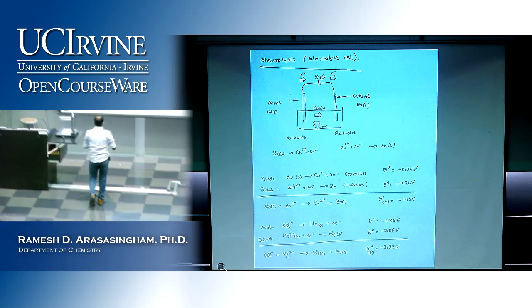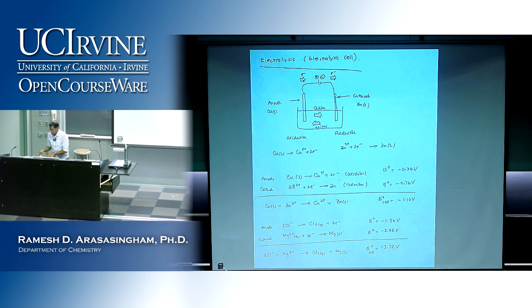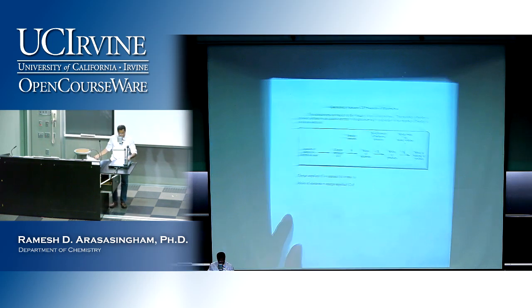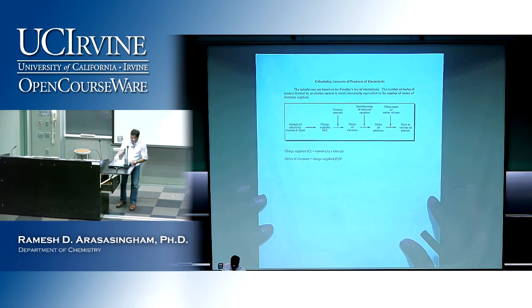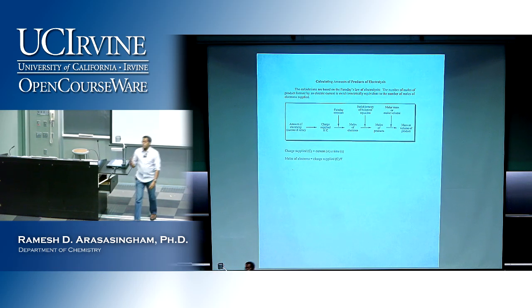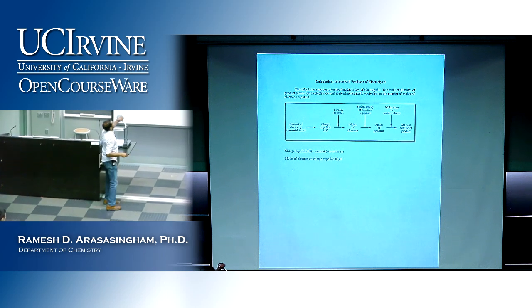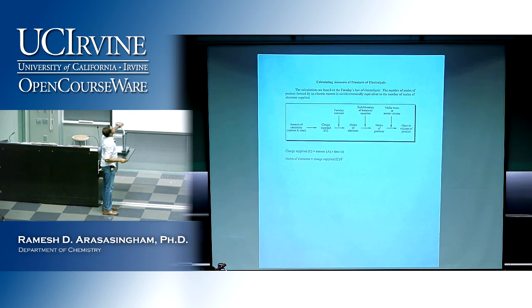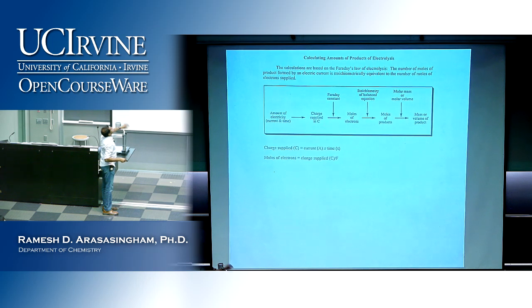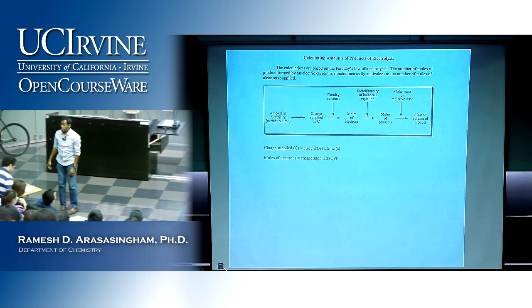Now the last thing that we're going to do is a type of calculation that we carry out, and this is given by a handout that I placed on the class website. So now, if we want to calculate the amount of substance that is deposited during electrolysis, we want to look at calculating the amount of products of electrolysis.